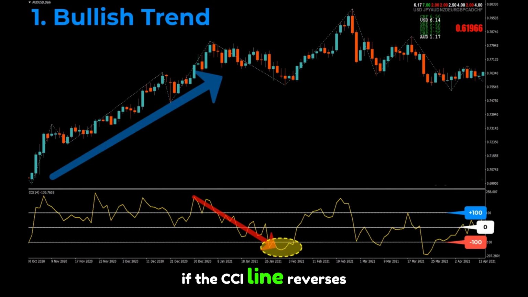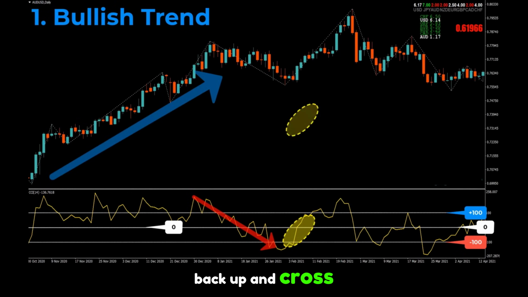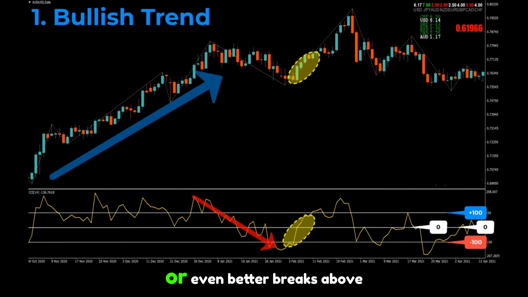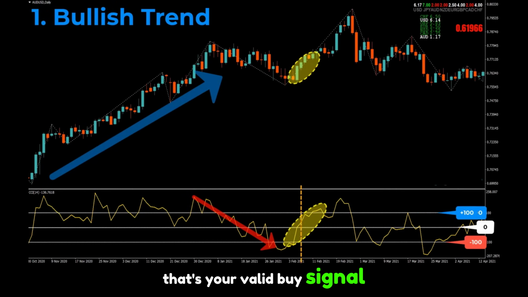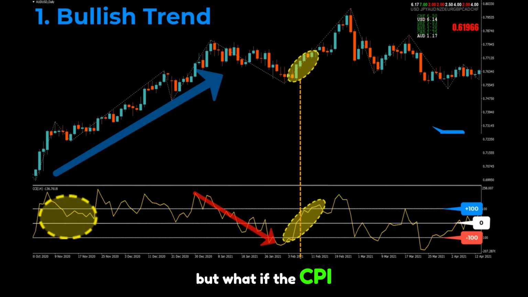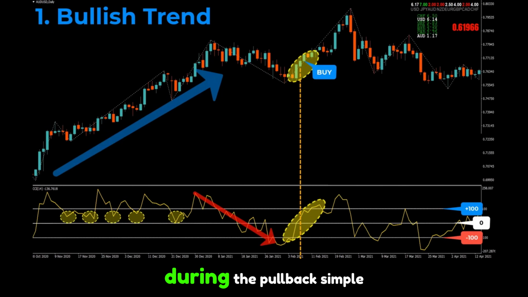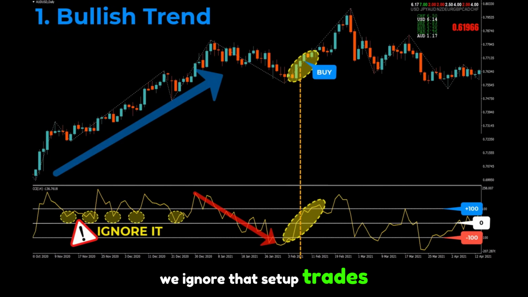If the CCI line reverses back up and crosses above the 50 level, or even better, breaks above +100, that's your valid buy signal. But what if the CCI doesn't drop below -100 during the pullback? Simple. We ignore that setup. Trades taken in a shallow pullback tend to have lower profit potential, so we wait for the right conditions.